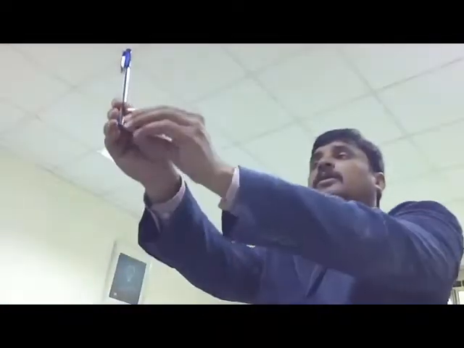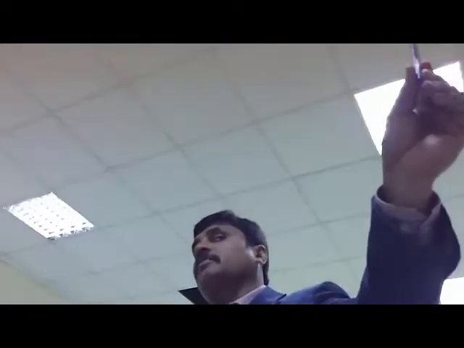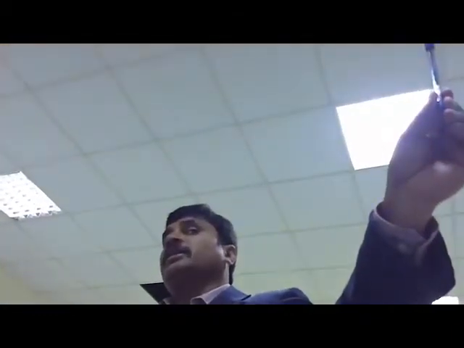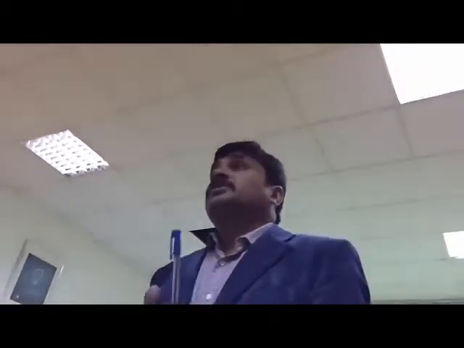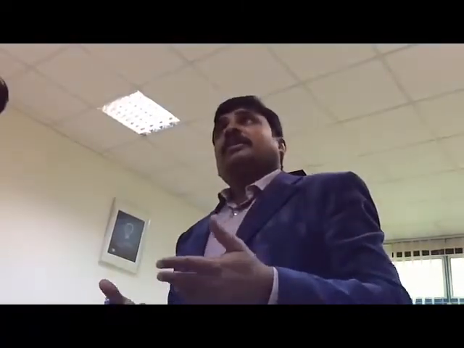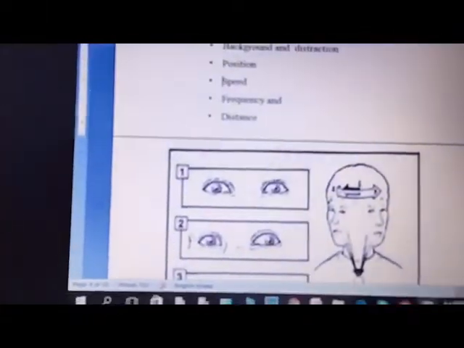Third one, you have to move the object in one direction and move the head in the opposite direction, keeping your gaze on the pen. So I am moving my head to one side and turning to the opposite side, gazing on that. So these are the three paradigms for visual vestibular stabilization exercises. You can progress based on duration, background, position, speed, frequency, and distance of the object. Okay? Next.